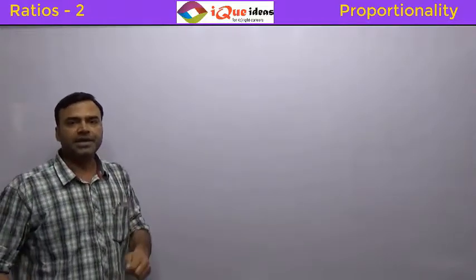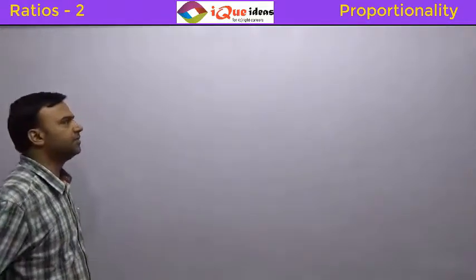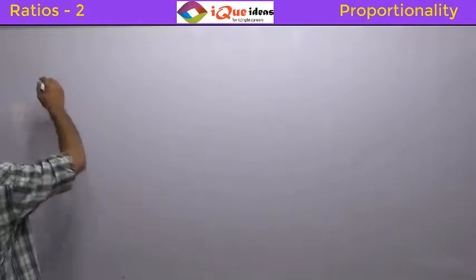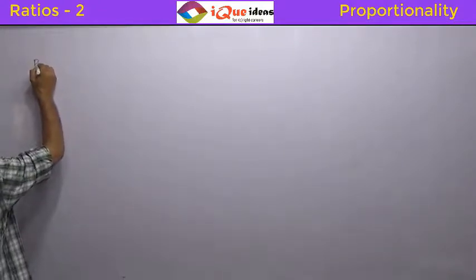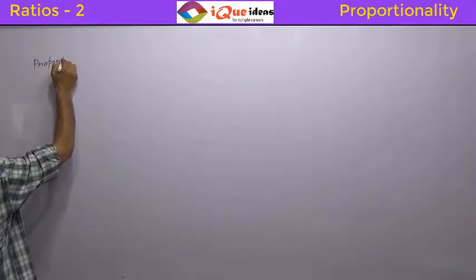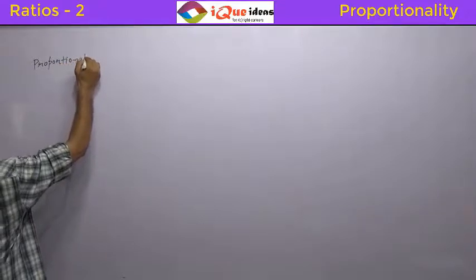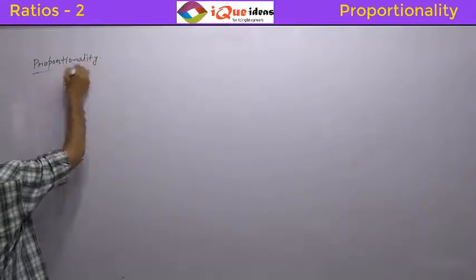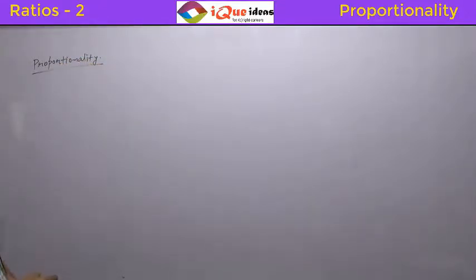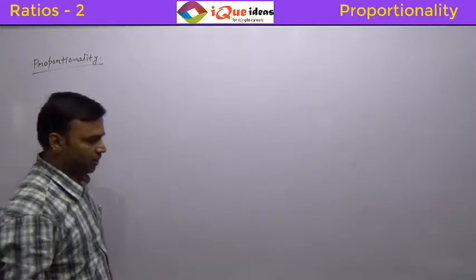Alright, now we'll take the second part of the chapter ratio, which is called proportionality. What is the meaning of proportionality? Proportionality means the relation between two given quantities given in terms of multiplication or division.